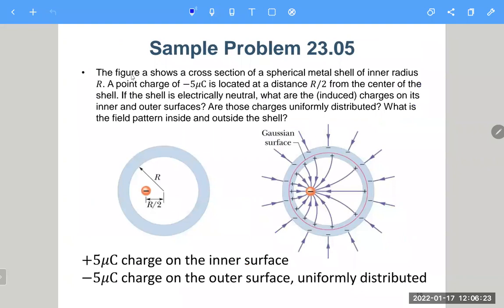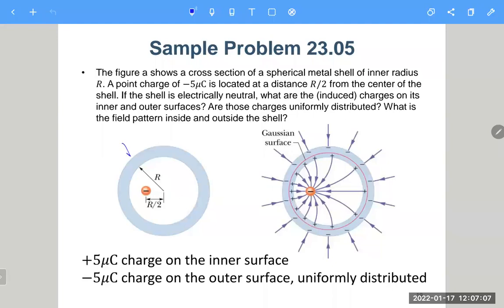It says the figure shows a cross-section of a spherical metal shell of inner radius R. So this is the inner radius. A point charge of -5 μC is located at a distance R over 2, not actually at the center, from the center of the shell. If the shell is electrically neutral, what are the induced charges on its inner and outer surfaces? Are those charges uniformly distributed? What is the field pattern inside and outside the shell? Okay.